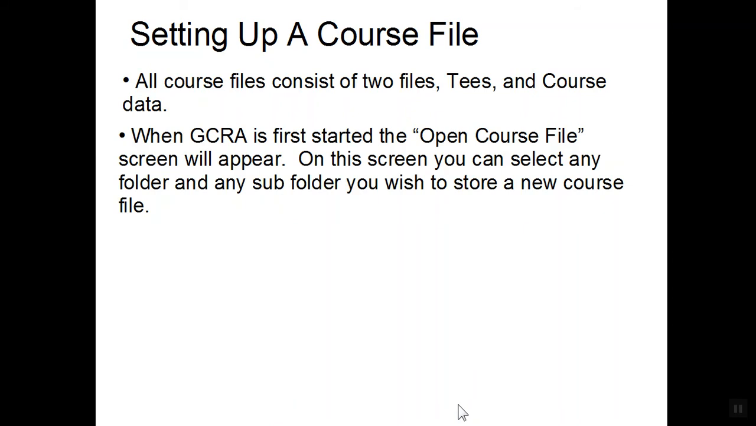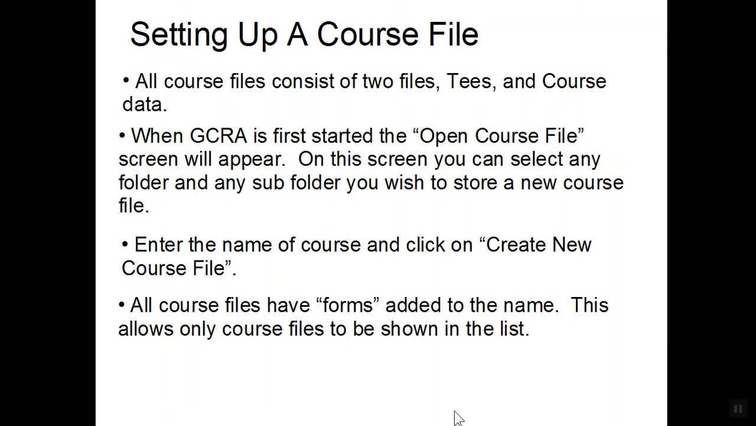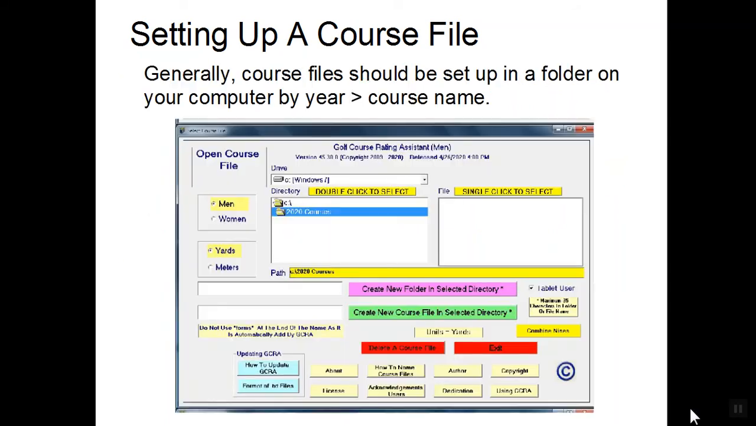When GCRA is first started, the Open Course File screen will appear. On the screen, you can select any folder and any subfolder of any folder you wish to store a new course file in. You simply enter the name of the course and click on Create New Course File, and it will automatically be added to the list on the upper right. All course files have the word Forms added to the name. This allows only course files to be shown in the list.